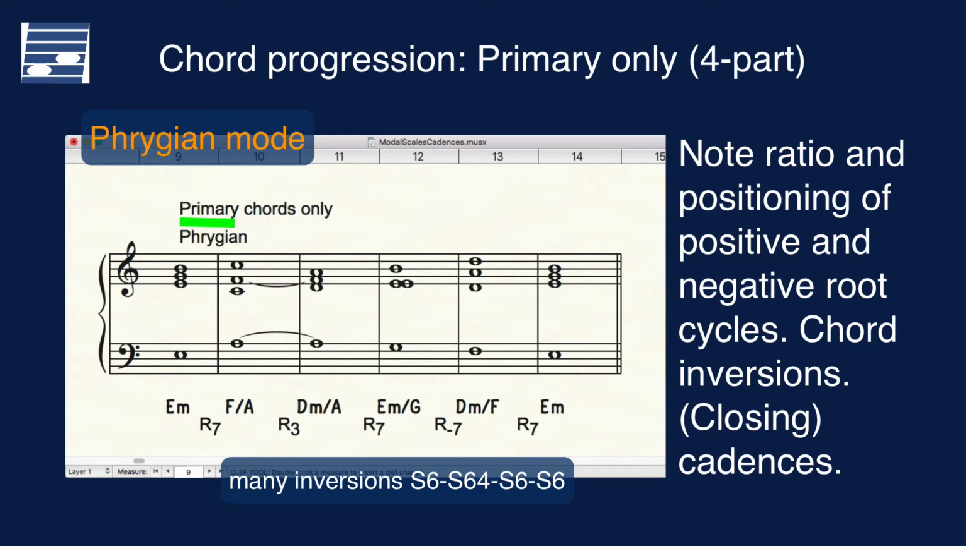I use stepwise motion in the bass for the second inversion of the chord D minor with A in the bass. The voice leading at the end has a weakness. There is oblique parallel motion into the interval of a perfect fifth, with the upper voice leaping while the bass descends stepwise.